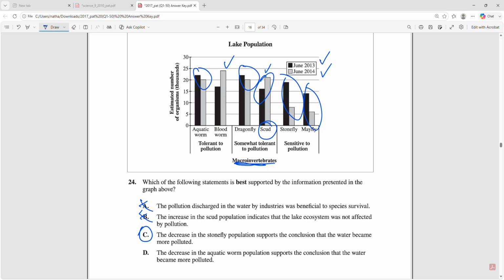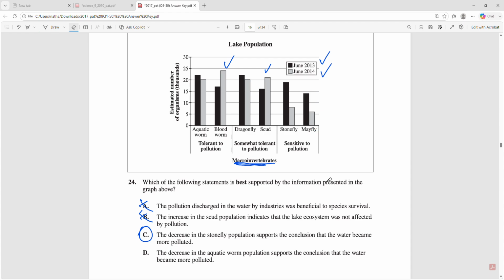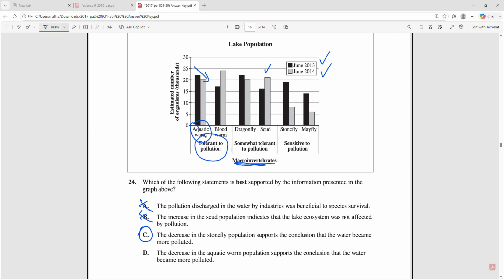And D, the decrease in the aquatic worm population supports the conclusion that the water became more polluted. The aquatic worm population decreased a little bit. But they're very tolerant to pollution, so that decrease could be for a different reason. So we can't look at that particular decrease and say that was because of pollution, because these worms are known to be quite tolerant to pollution. So their decrease could have been from other changes in the habitat.